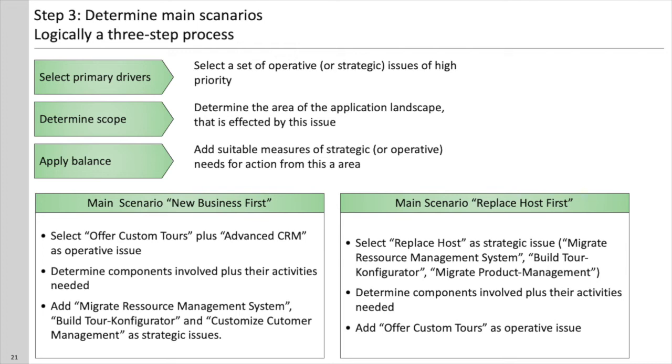What does it mean? In the example, offering the custom tours and the advanced CRM that goes with it, the customer relationship management, these operative issues are both very important for us. So since we want to have both, we determine components involved plus the activities needed with these 2 activity bundles.